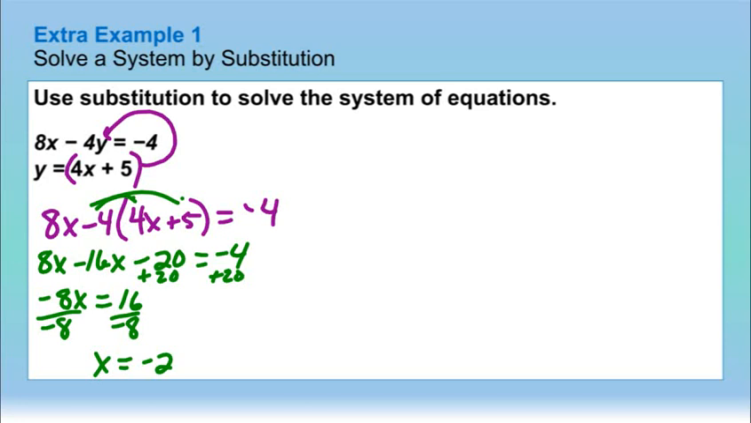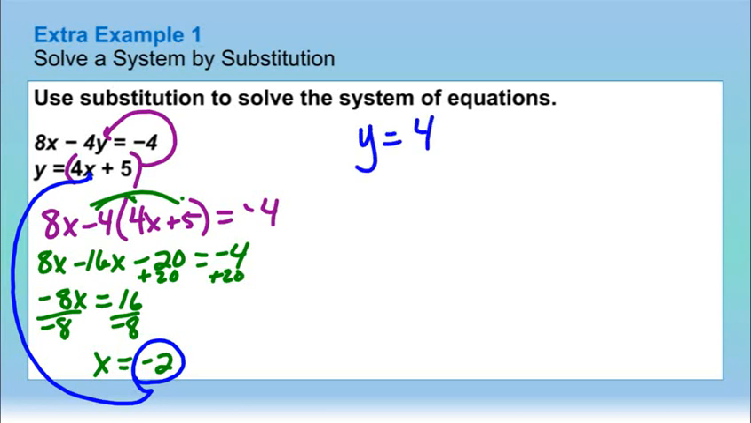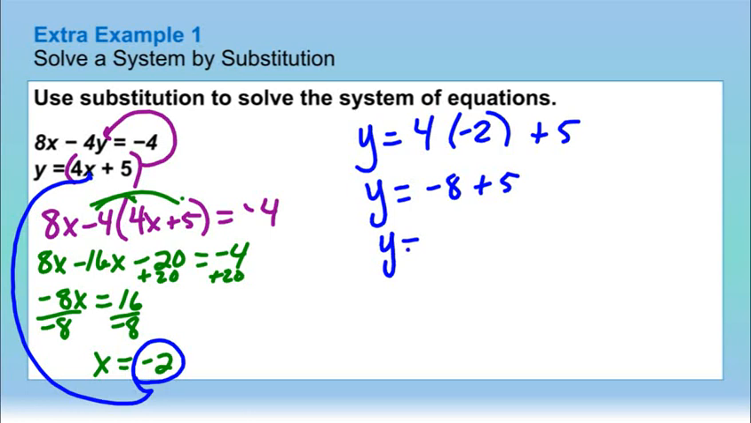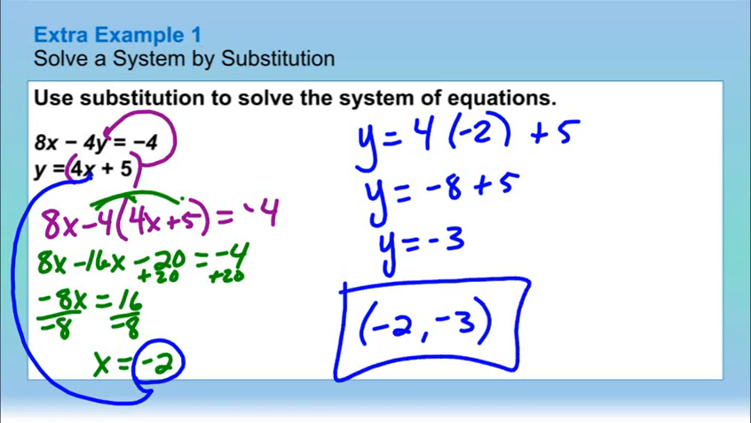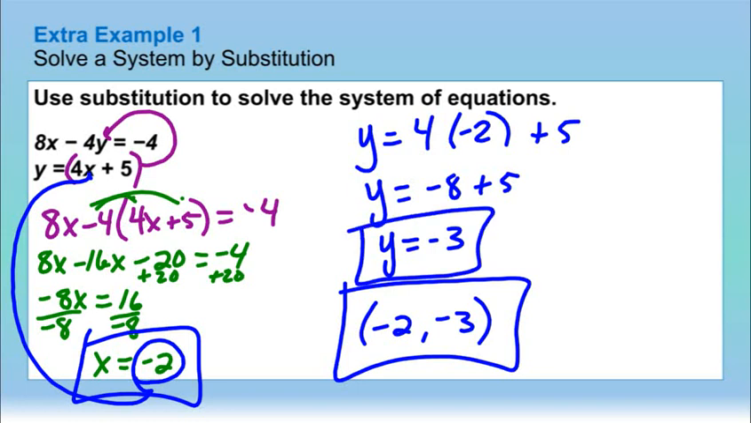Now I can use that to substitute this in for this x here. I could do it in the other equation, but since I'm trying to find y, I already have y by itself. That would be the easiest equation. So 4 times negative 2 plus 5. So y equals negative 8 plus 5. Y would equal a negative 3. So my answer as an ordered pair would be negative 2 and negative 3. Now you don't have to put it as an ordered pair. You could just still write x equals negative 2 and y equals negative 3. That I'll leave up to you.